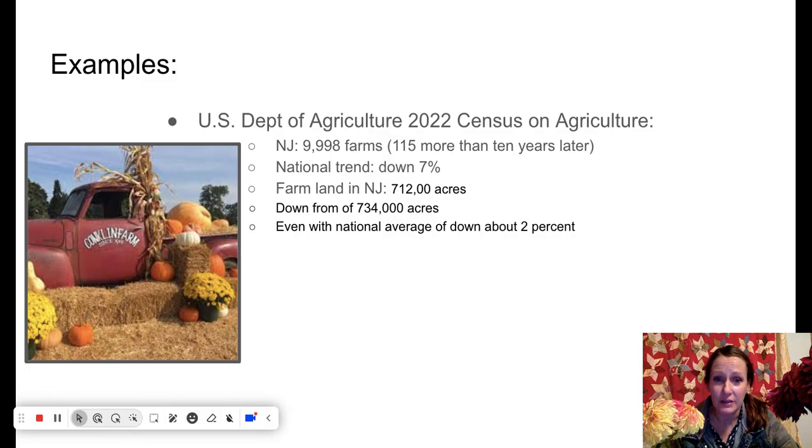Now, but here's another factor. It said that farmland in New Jersey is about 712 acres. That's actually less acres than there were 10 years ago. So the number of farms went up, but the acreage of farms went down. So you can sort of make certain assumptions or hypotheses in your mind of why that would be. The national average is that the acreage of farms went down about 2%, right? So about 7% fewer farms, about 2% less farmland across the country. It's on pace for things like that.